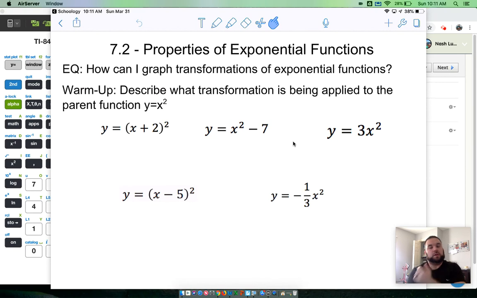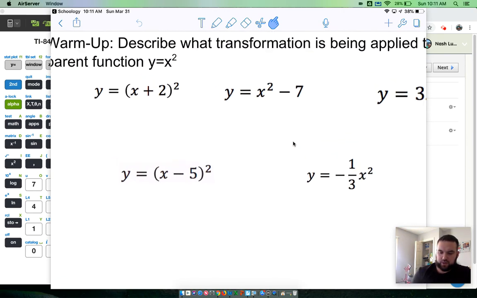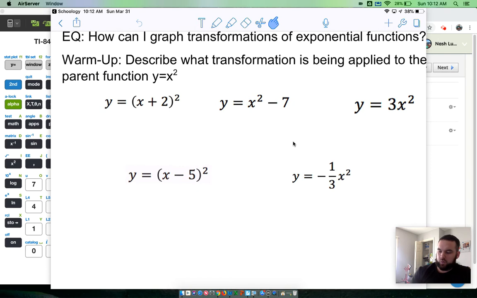Section 7.2 is all about properties of exponential functions. So we're doing the same transformations, shifting up and down, side to side, that we've done in previous units and chapters. So our essential question is how can I graph transformations of exponential functions.